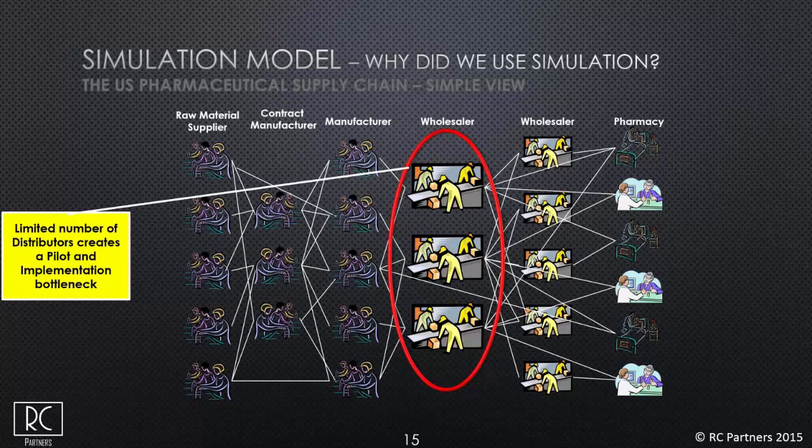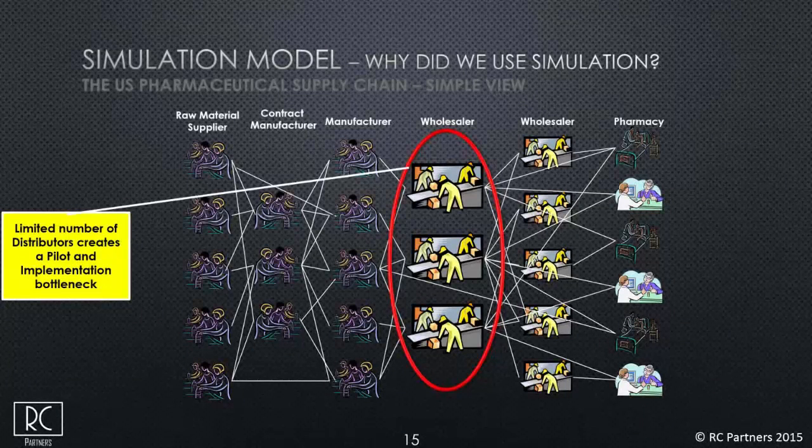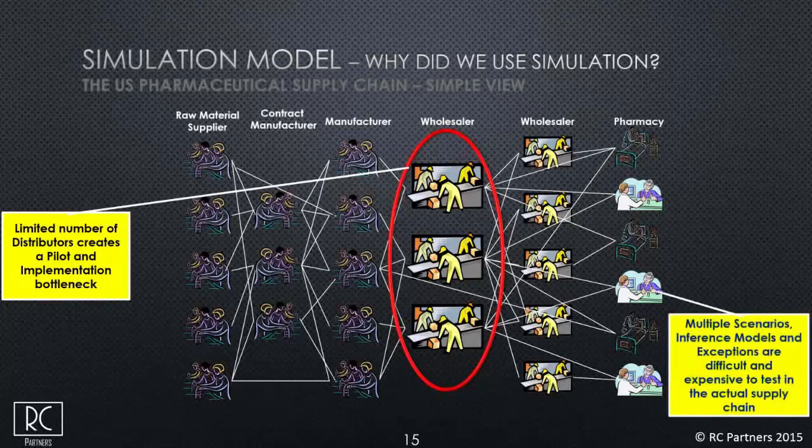So we've got a limited number of distributors or wholesalers in the middle of the supply chain, and they interact with almost everyone in the supply chain, with the exception being raw material suppliers and contract manufacturers. The other problem is that as we start to develop an understanding of the supply chain and an understanding of the solution, there are multiple scenarios that are put forth. And to be able to understand how those scenarios play out against this complex supply chain was becoming very difficult.